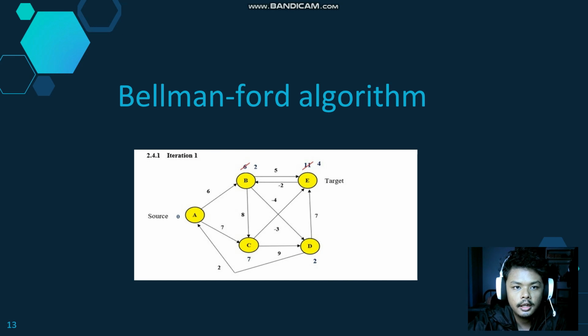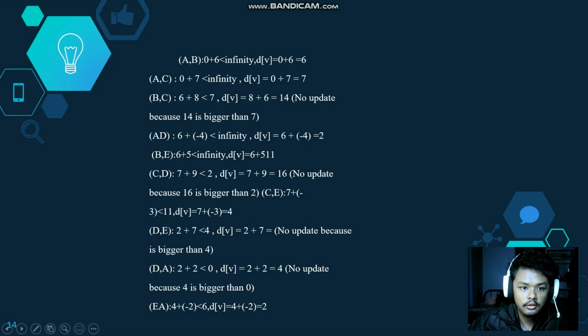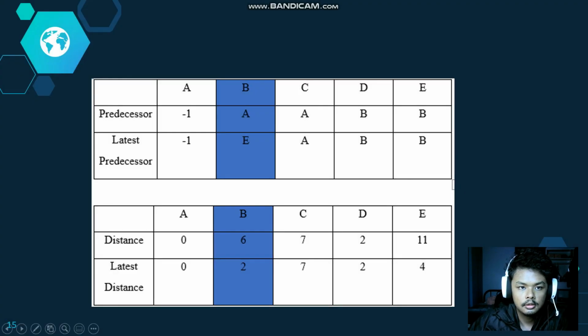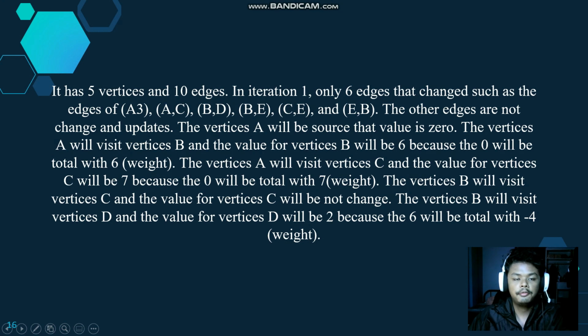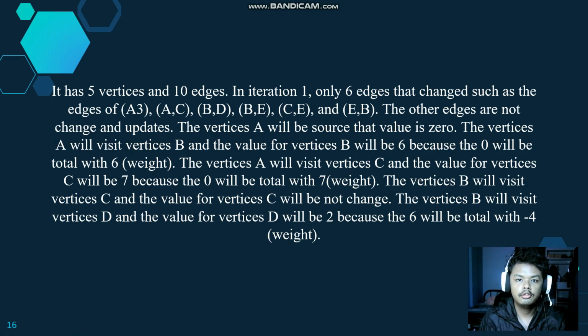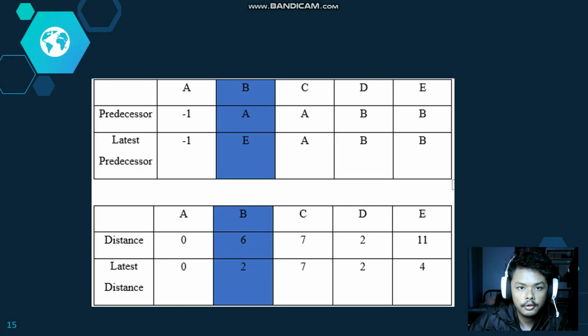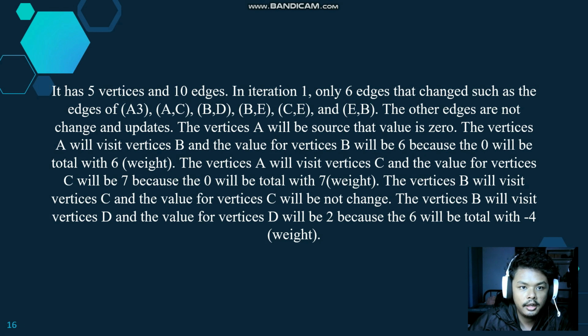And then this is the Bellman-Ford algorithm. As you can see here, we have A, B, C, D, and E. This is what we are going to use, and this is the table. As you can see, it has 5 vertices and 10 edges. In iteration 1, only 6 edges change, such as the edges AB, AC, BD, BE, CE, and EB. We can refer here. The other edges are not changed or updated.